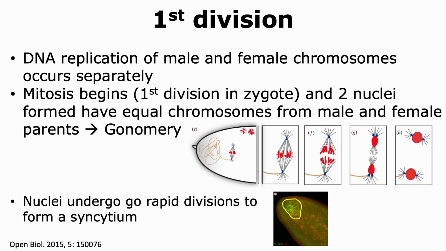Another thing just to show you is that the green thread-like structure that you are observing in this figure is the flagellum of that sperm that is still there in that developing embryo.